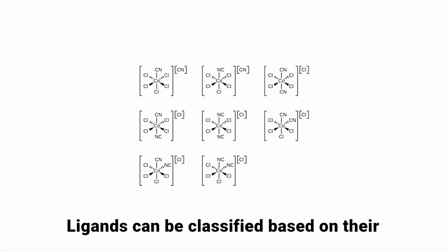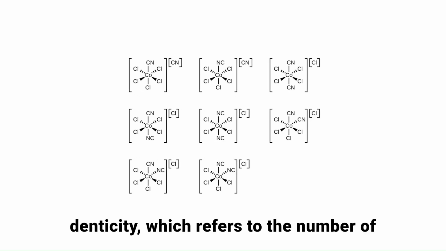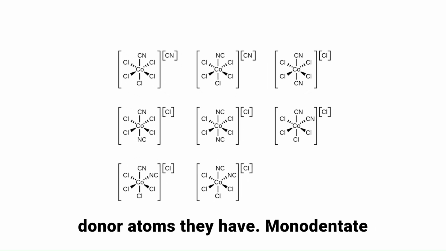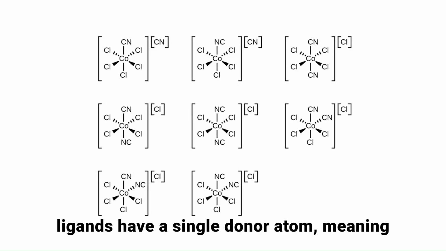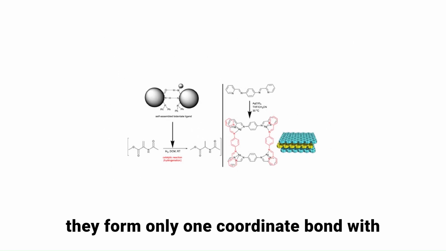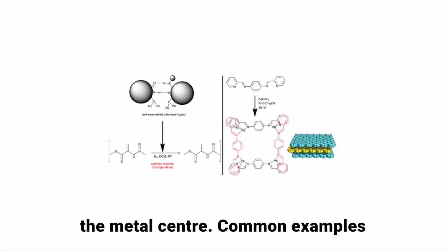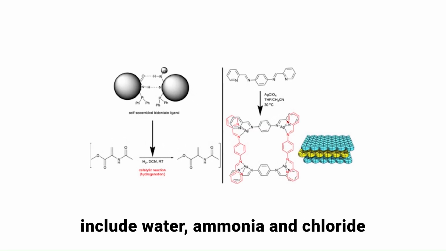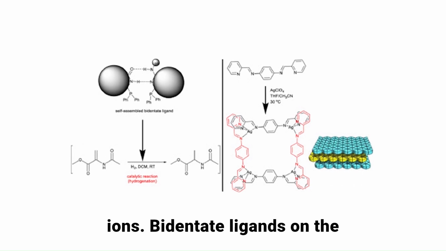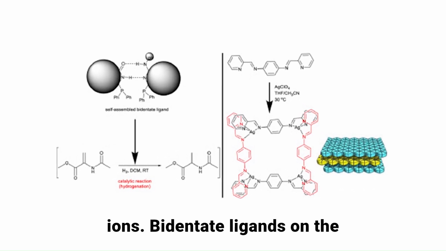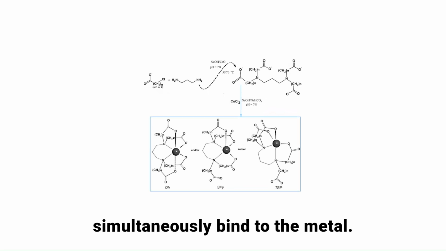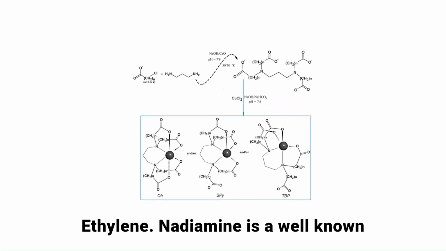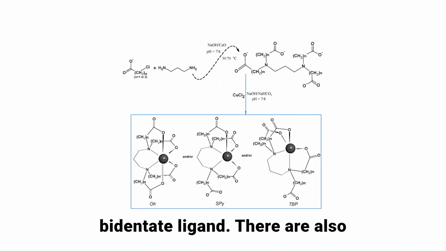Ligands can be classified based on their denticity, which refers to the number of donor atoms they have. Monodentate ligands have a single donor atom, meaning they form only one coordinate bond with the metal center. Common examples include water, ammonia, and chloride ions. Bidentate ligands, on the other hand, have two donor atoms that can simultaneously bind to the metal. Ethylenediamine is a well-known bidentate ligand.